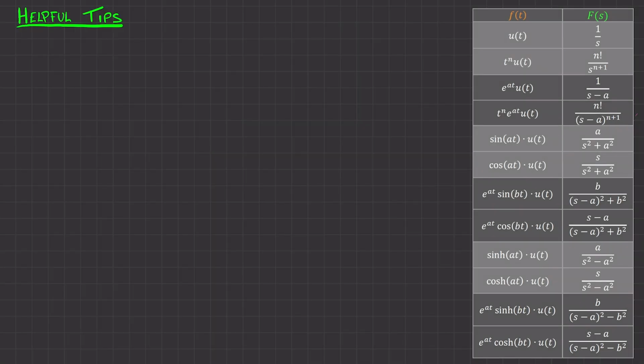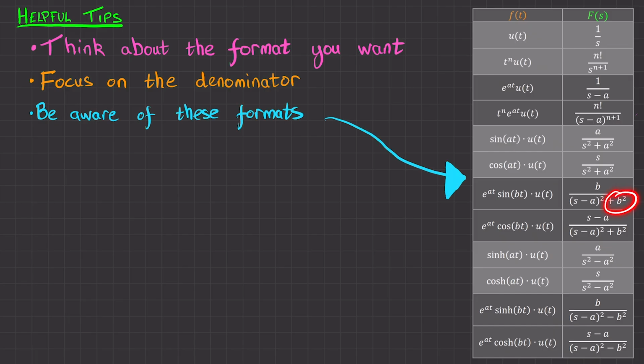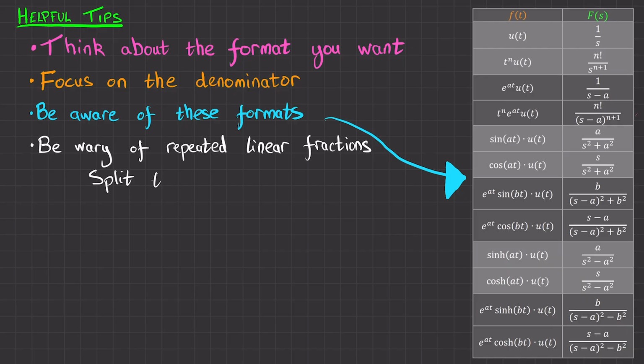Just to give you some helpful tips before the second set of questions, think about the format you want to get. Focus on the denominator initially, this will give you the direction you need to go in. Be aware of these formats, is it plus b squared or minus b squared? Be wary of repeated linear fractions, this can easily catch people out. Split things up as it may use a range of skills as demonstrated by our last example question.